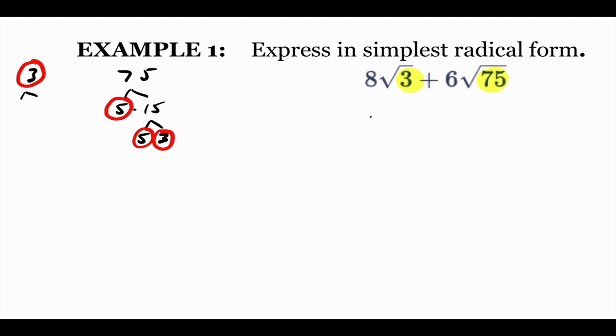The first one we couldn't break down, so that one's going to stay 8 square root 3. But 75 can be written differently. 75 has 2 5s and a 3. We're looking for pairs because this is square roots. Well, it does have a pair. It has a pair of 5s.